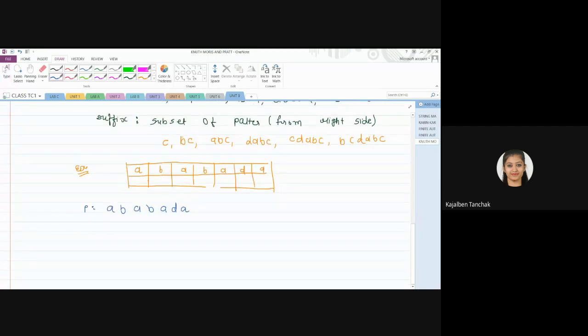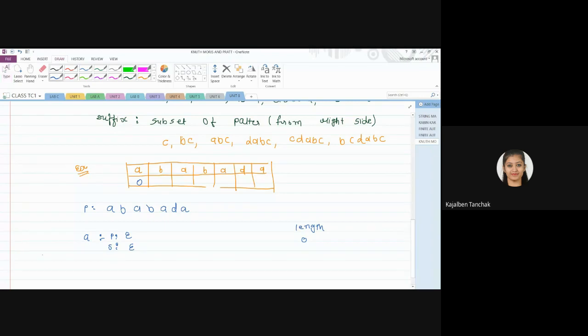Now see, for a single character A, the prefix and suffix will be only epsilon. What will be the length of the matching characters? Here it will be 0, so you will write 0. If there is a single character, there will be no prefix and suffix, so the longest length will be 0.